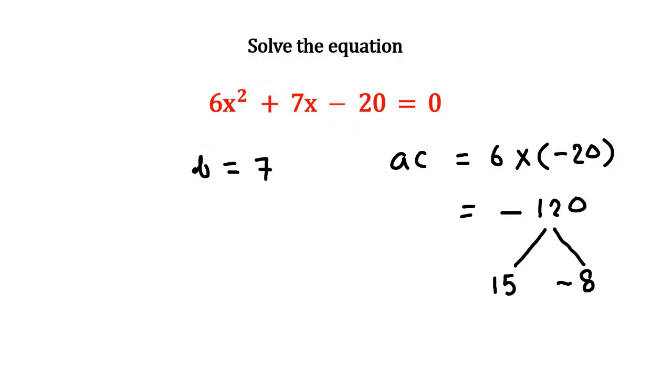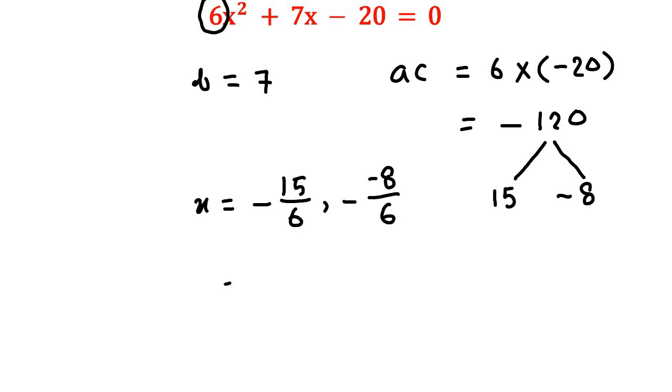So the solution for this equation will be x equals minus 15 by a, which is 6, and another solution will be minus 8 by a, which is 6. If we simplify, we get minus 5 by 2 and 4 by 3. So these are the solutions for this equation.